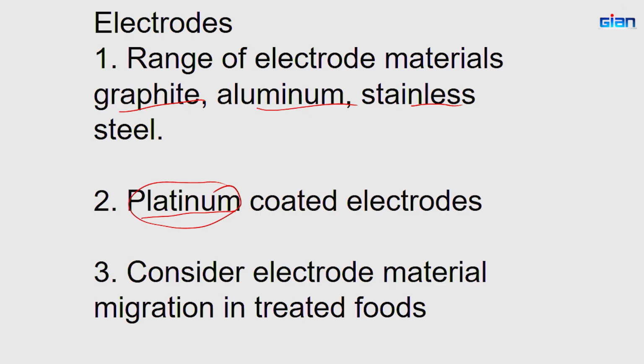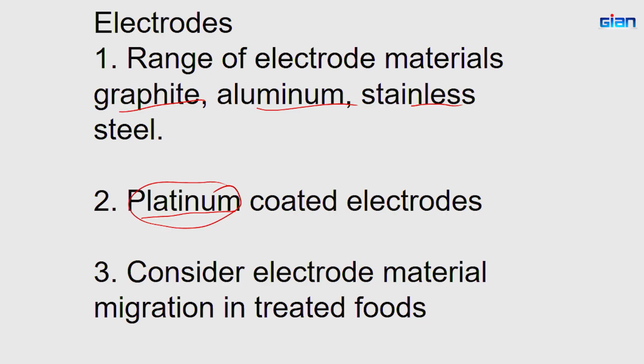In other words, with the passage of electric current over so many uses, some of the aluminum or metal particles can migrate into the food, which is also not desirable, because from a regulatory point of view, you have to maintain the food products free from any foreign objects. So, that is where you have to coat with platinum.